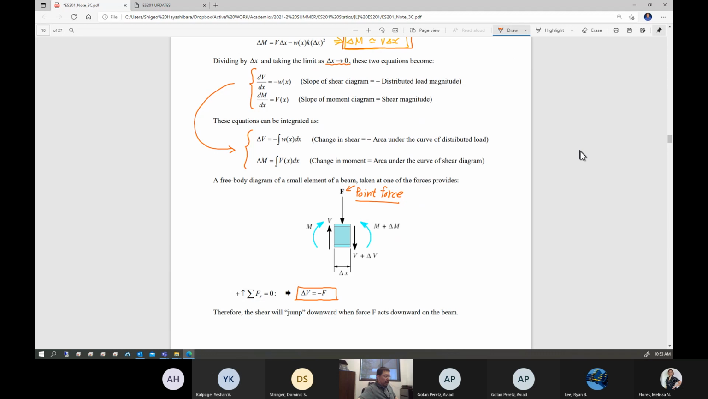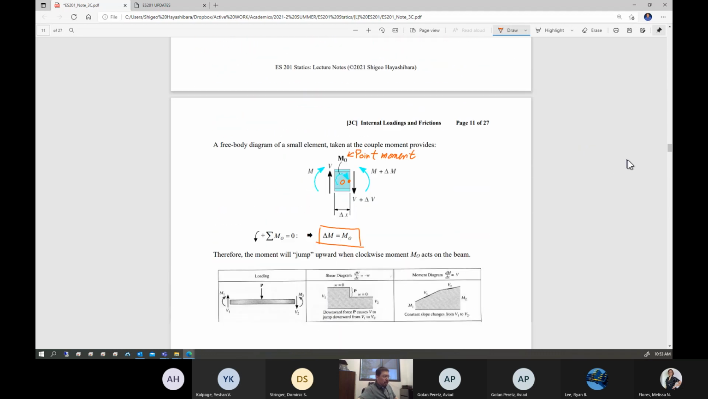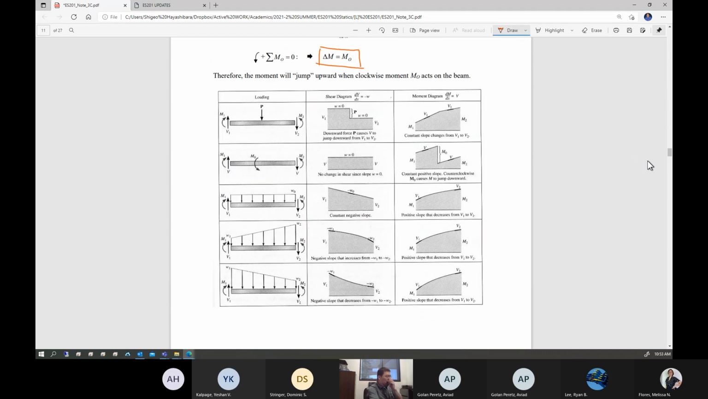So next class, as you come back on Wednesday, tomorrow, we are going to go over this summary table. And then you really need to look at this table and start thinking about what that means. Suppose you apply a point force, you have a change of shear. Ah, okay, looks like it. Suppose you apply a point moment, you have a change in moment. Okay, so we are going to take a look at more as you come back tomorrow.